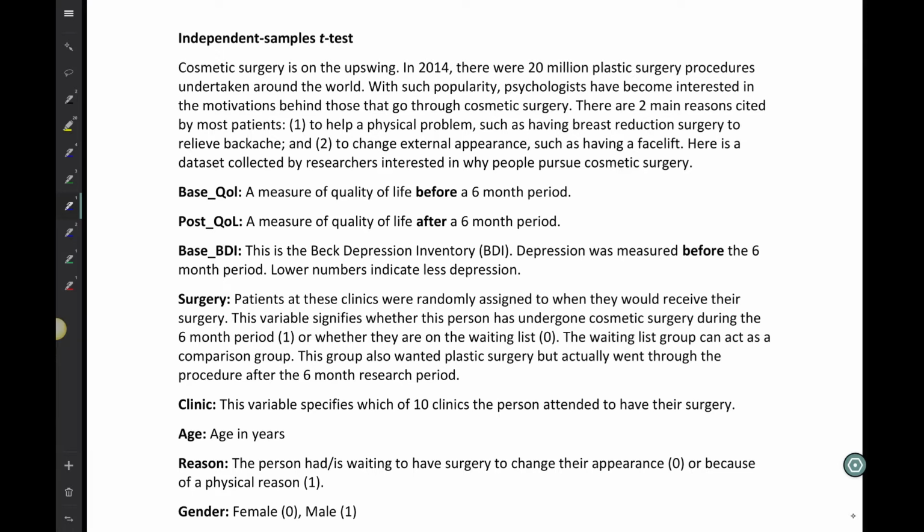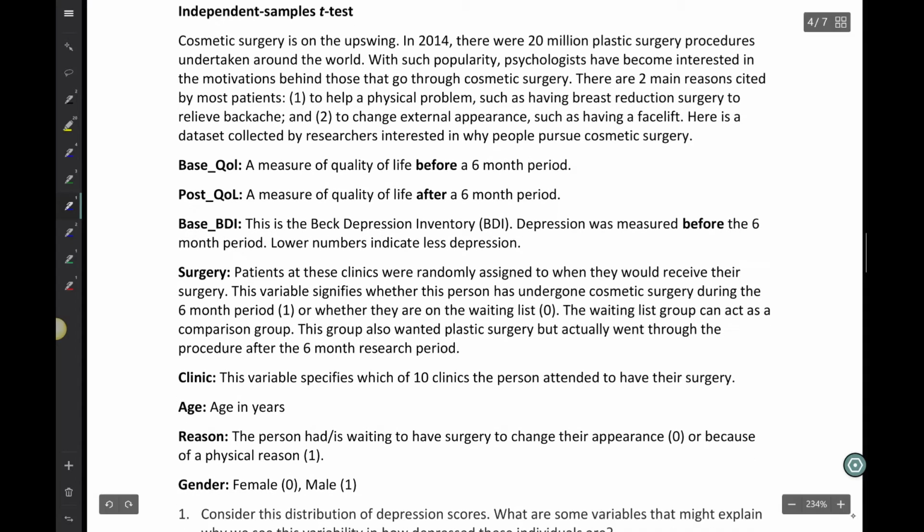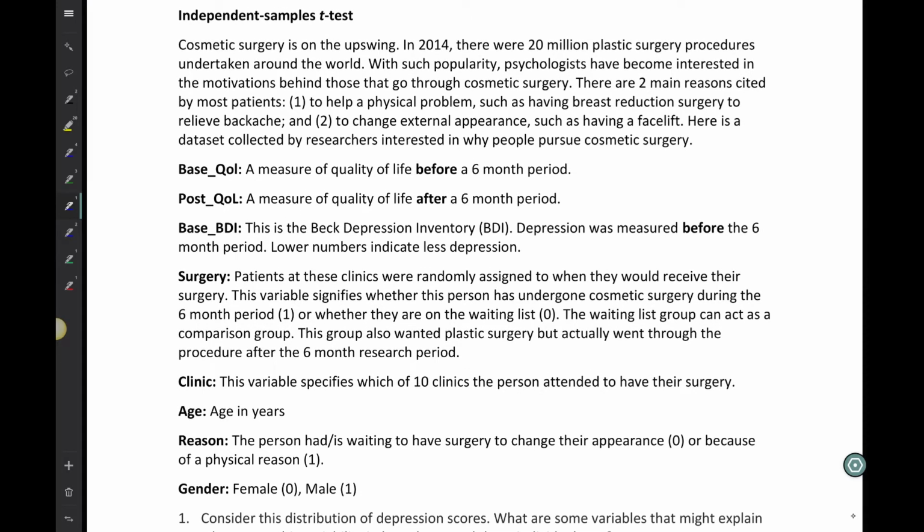Here we have a data set collected by researchers who are interested in why people pursue cosmetic surgery. This data set is called cosmetic surgery and is located on Canvas. So here are the variables that are presented in this data set. We have base QOL, which is a measure of quality of life before a 6-month period. Post QOL, or post quality of life, that's their quality of life measured after a 6-month period.